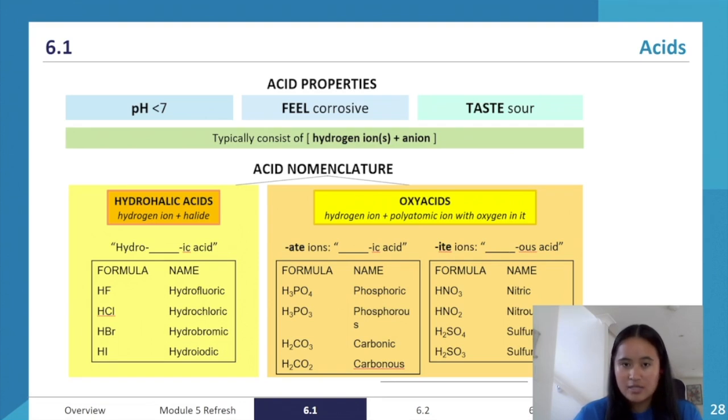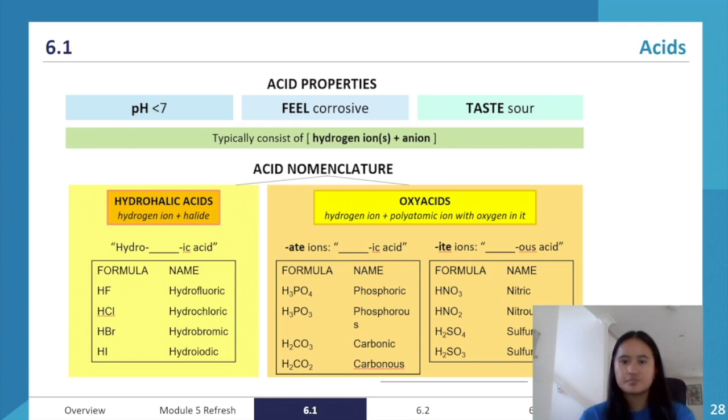For hydrohalic acids, which are the ones that you've probably heard of before, like hydrochloric acid, hydrofluoric acid, just like I was saying just then, you have hydro, and then you put the name of the element there. So fluoride becomes fluoric, hydrofluoric, and then you say acid at the end, hydrofluoric acid, hydrochloric acid. And then the formula for that would just be like HF, HCl, HBr.